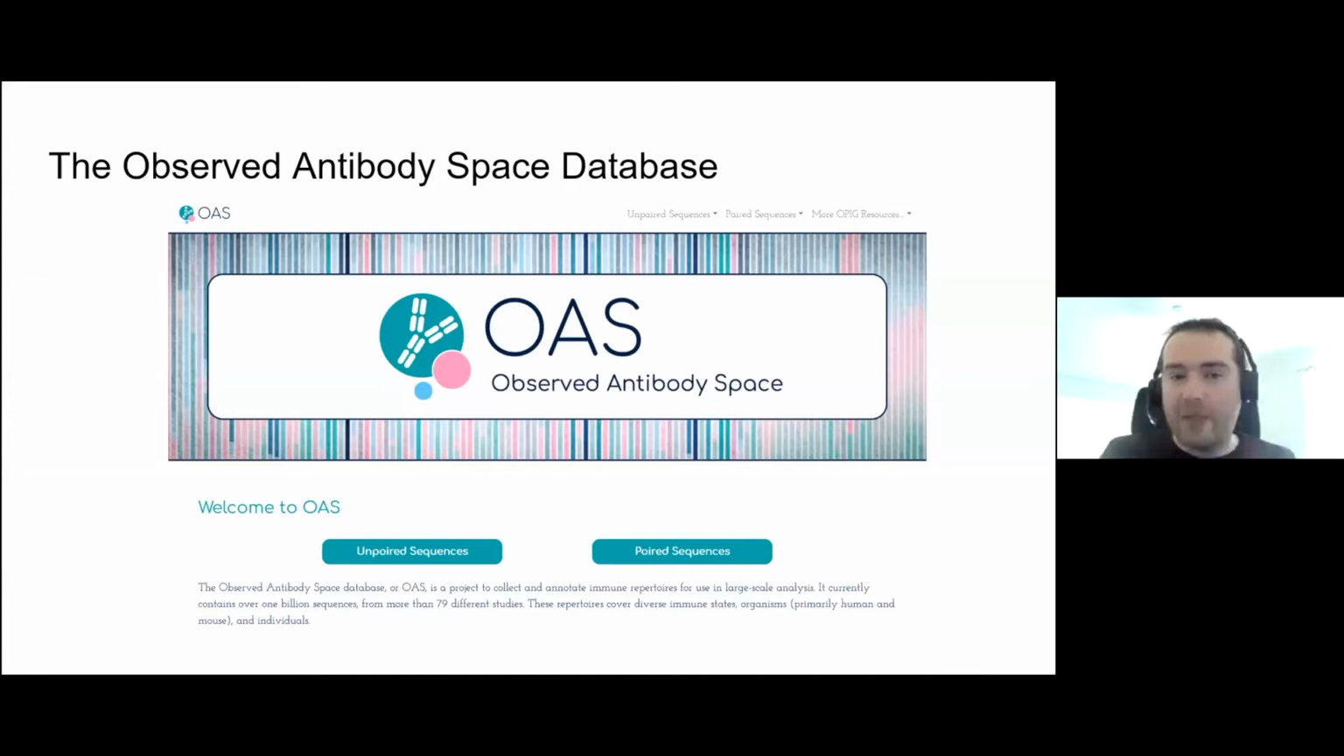Now, I should say that the overwhelming majority of NGS data that's currently out there is unpaired sequences. So the quantity of paired sequences that we actually have access to is almost vanishingly small compared to that of unpaired sequences, but the data are there. But for the purposes of today, we're going to focus entirely on the unpaired sequences.